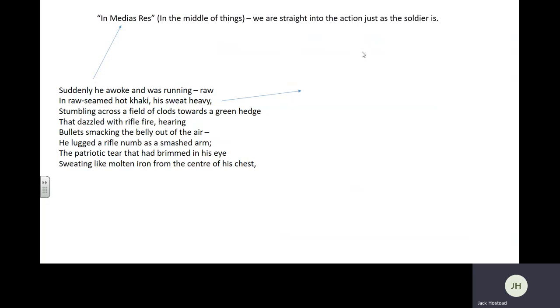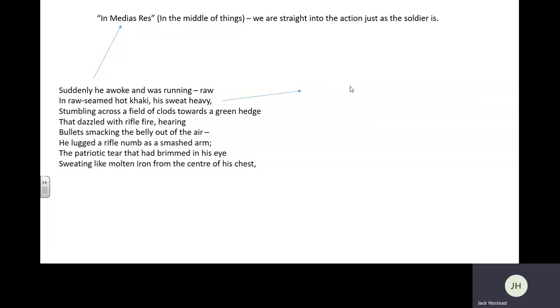"So suddenly he awoke and was running." Awoke, I suppose that could be literal. All right, they could have been resting and straight away they're getting into it. Or as we'll see later in the poem, this could be awoke to the realities of what is actually going on, and his mind almost becomes a bit clear as we go through this poem.